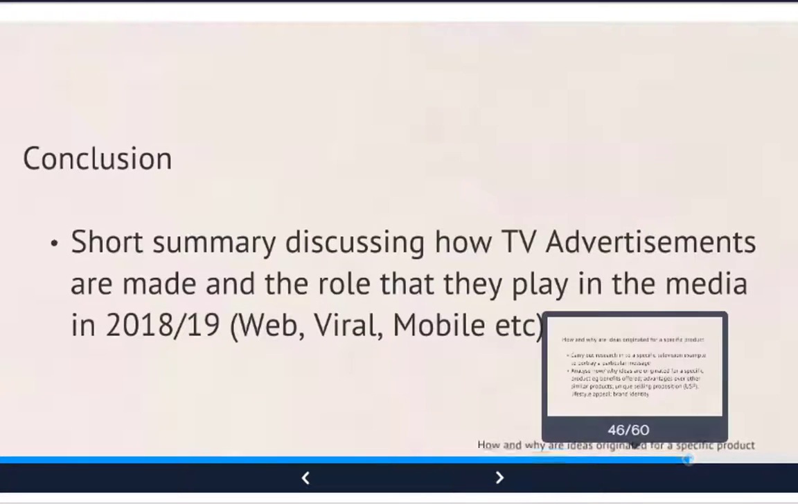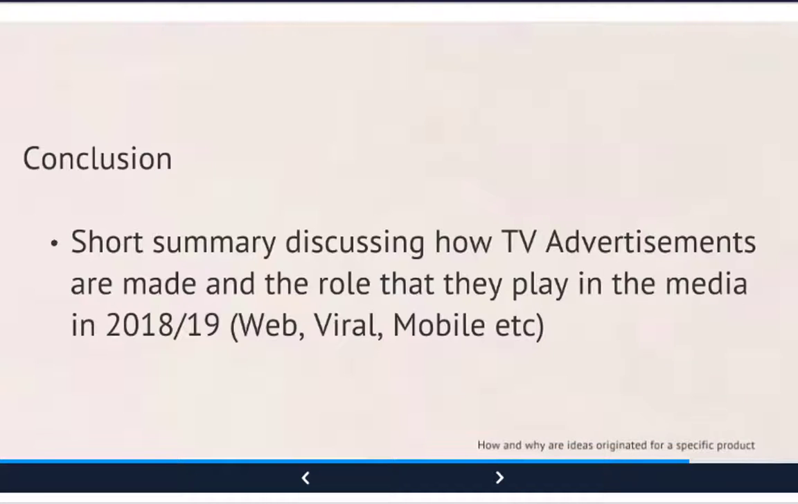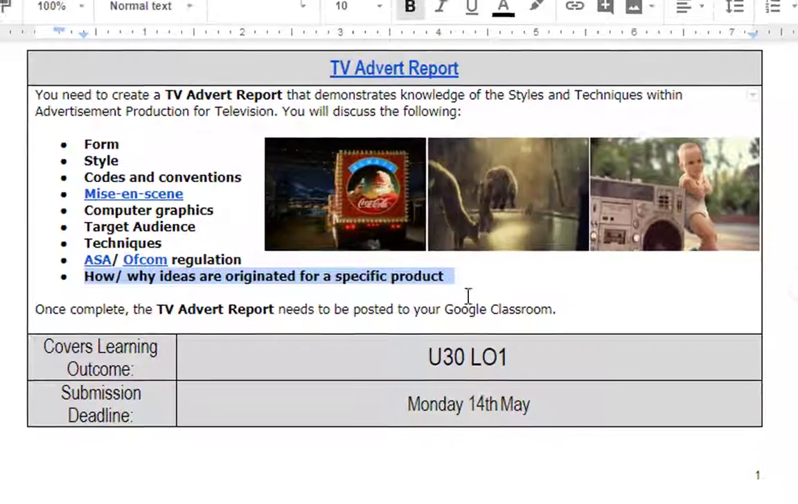To wrap things up, I want a conclusion. Put a bow on it. Wrap things up. Give me a short summary discussing how TV adverts are made and the role that they play in the media in 2018 and 19 in terms of web, viral, mobile, etc.